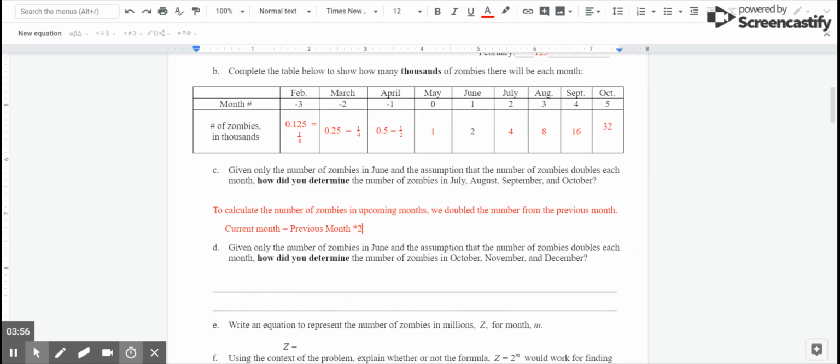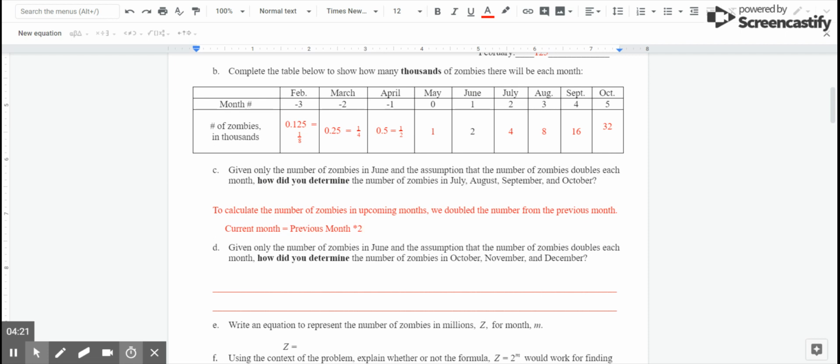Part D, given only the number of zombies in June, so given this information, and the assumption that the number of zombies doubles each month, how did you determine the number of zombies in October, November, and December? Well, in order to get this number, my current month, right, I'm looking for the previous month. So now we could actually solve this equation from C. In fact, let's look at it this way.